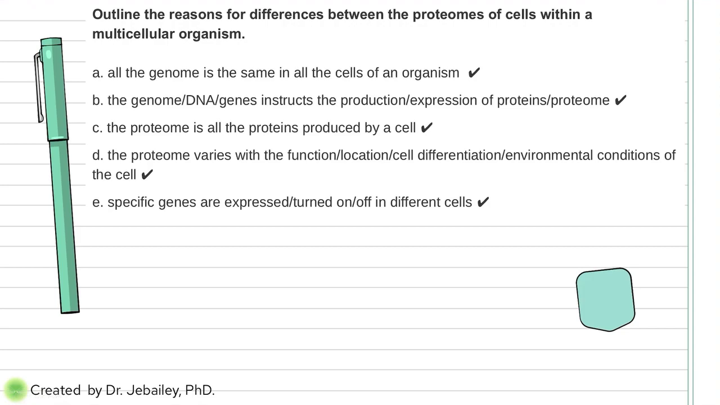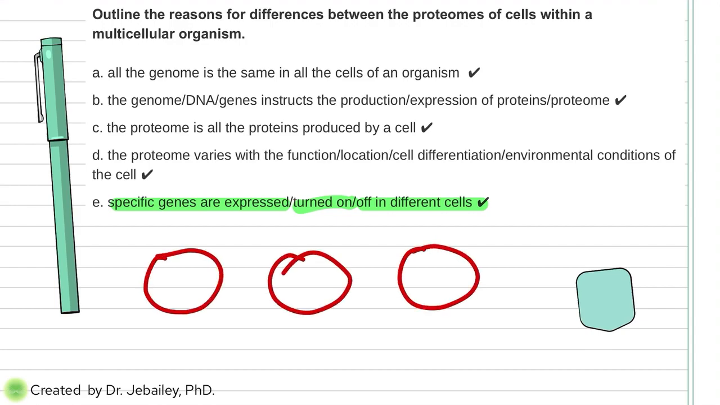Now, we have here specific genes are expressed or turned off in different cells. And it makes sense. Why am I saying this? For example, you have these 3 cells, and let's say they all have the same exact genes. And that is true, they have to have the same exact genes, right? But what this is trying to say is specific genes are expressed in different cells.